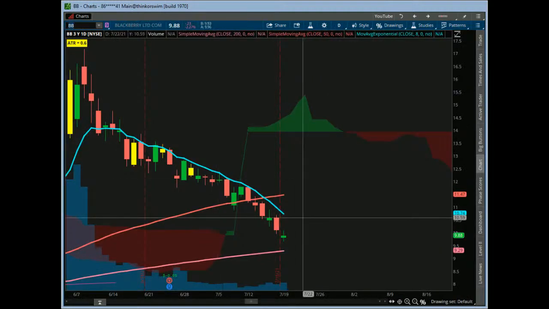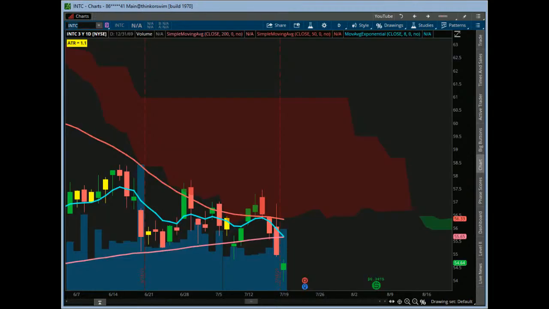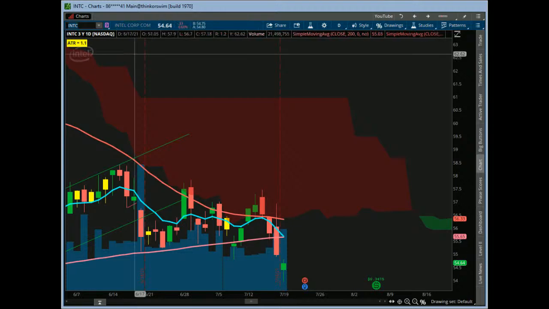BB still grinding its way down right here. Doji here below the 80 MA, also below the 50-day. See how it holds at 200. Intel. Again, this is a nice gap down here today. They did end up buying the dip on this one a little bit.